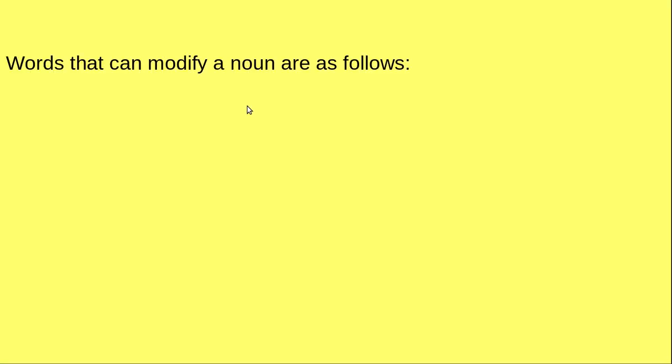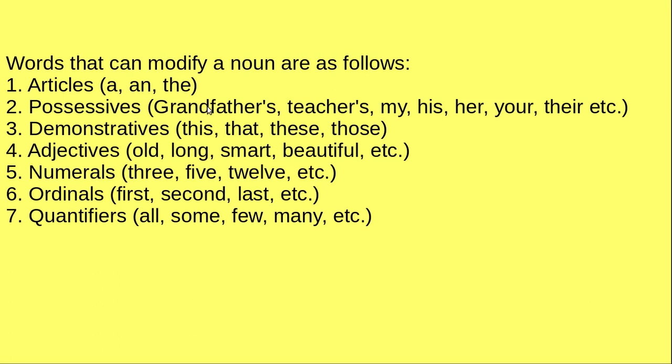Now, when a noun phrase has more than one word, these words will appear there before the head noun. You can see article, a, the, and the possessive. Possessive: grandfather's, teacher's, my, his, her, your, their, etc. Demonstrative: we use demonstrative to say this, that, these, those. We use it like this book, that boy, these girls, those boys, just like that.